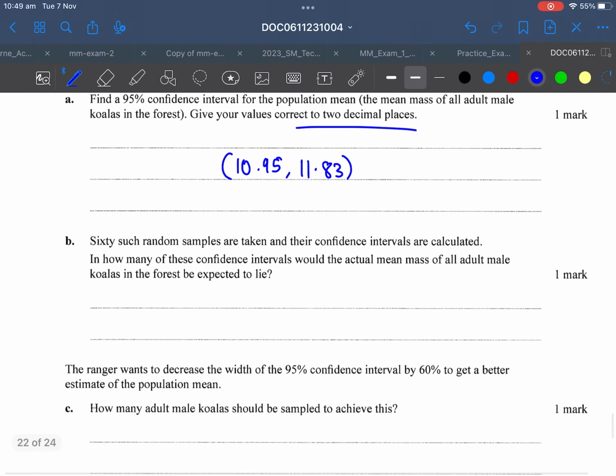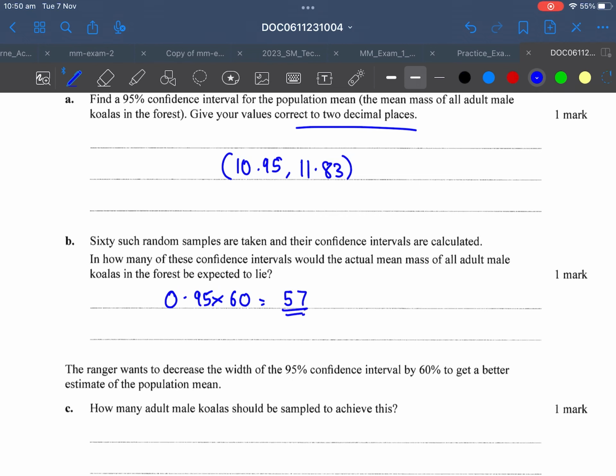There we go. 60 such random samples are taken and their confidence intervals are calculated. In how many of these confidence intervals would the actual mean mass of all adult male koalas be expected to lie? So 0.95 times 60 should be it. So 0.95 times 60, we have 57.